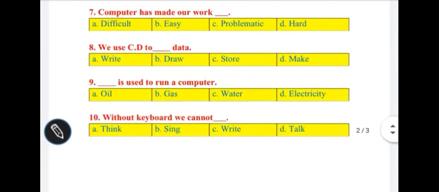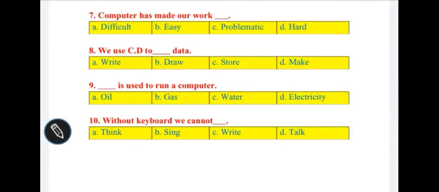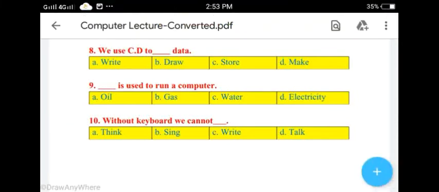Now let's read question number 9. Which is used to run a computer? Option A oil, option B gas, option C water, option D electricity. We know that without electricity we cannot run a computer. So our correct answer is D. Electricity is used to run a computer. To run every computer we need power, and this power is electricity. So our correct answer is electricity.